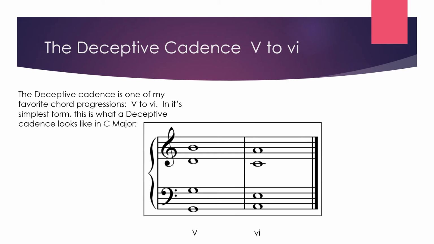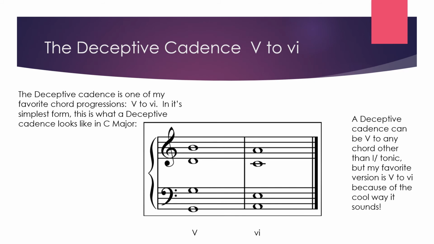The deceptive cadence is one of my favorite chord progressions, 5-6. In its simplest form, this is what a deceptive cadence looks like in C major. A deceptive cadence can be 5 to any chord other than 1 or tonic, but my favorite version is 5-6 because of the cool way it sounds. The deceptive cadence, 5 to 6.